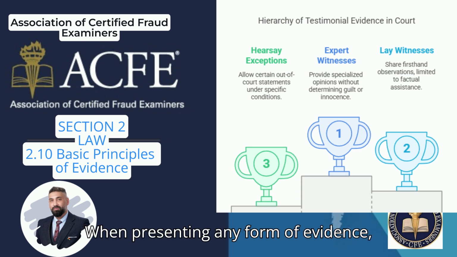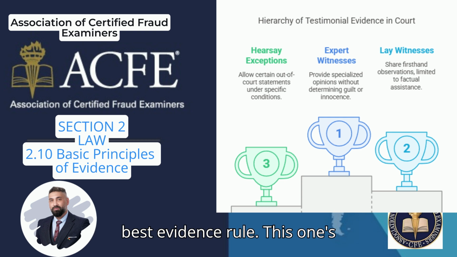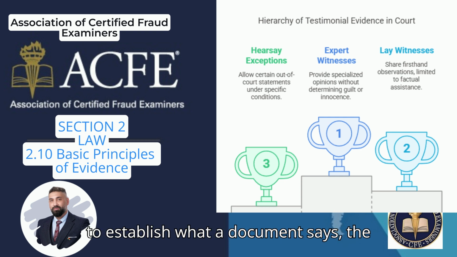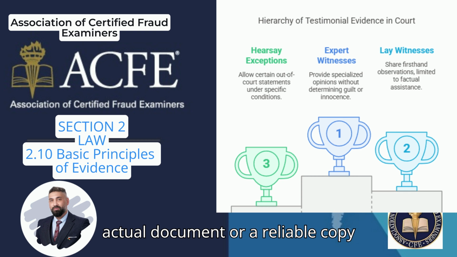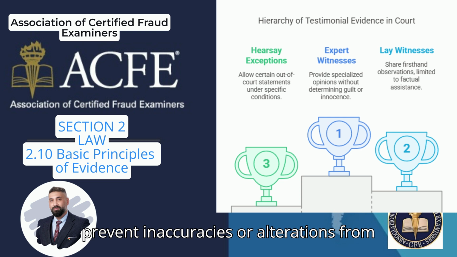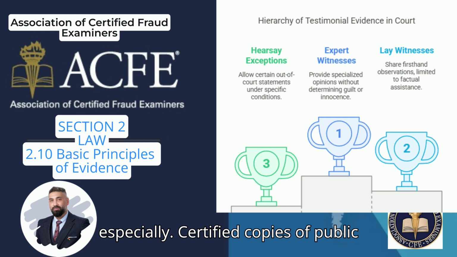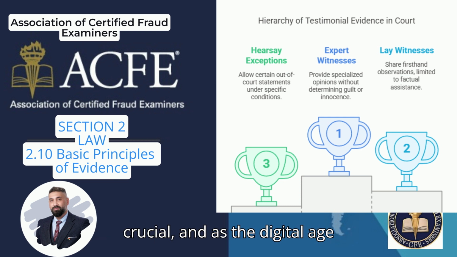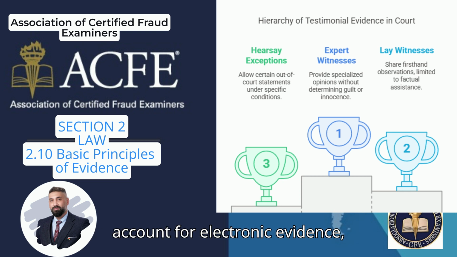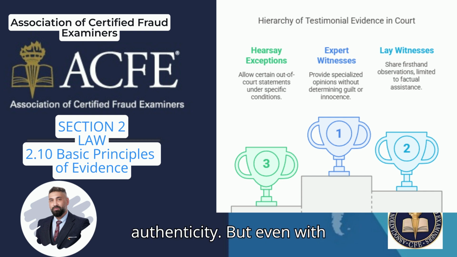When presenting any form of evidence, another hurdle often rears its head: the best evidence rule. This one's straightforward in theory. When trying to establish what a document says, the actual document, or a reliable copy, must be presented. This rule aims to prevent inaccuracies or alterations from skewing the truth. In fraud trials especially, certified copies of public records and original documents are crucial. And as the digital age evolves, courts have adapted the rule to account for electronic evidence, acknowledging its importance while requiring careful handling to ensure its authenticity.